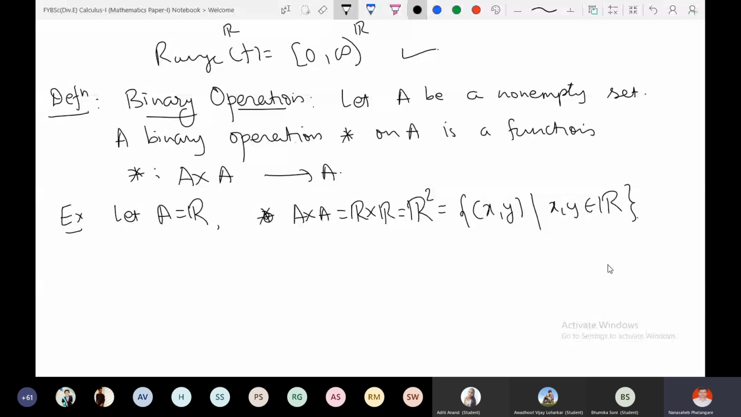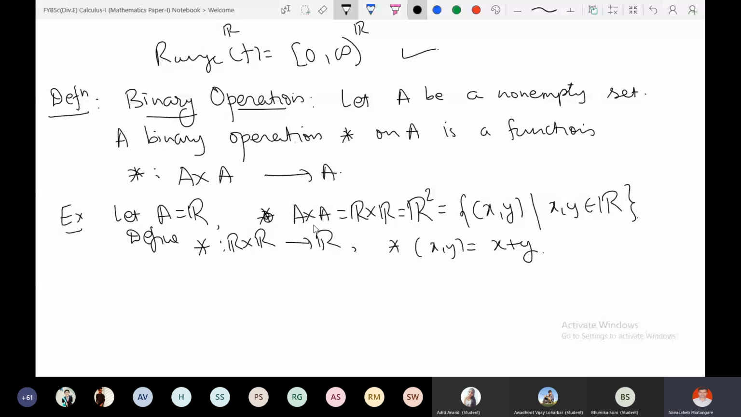And therefore I define a star from R cross R to R. What is my binary operation? Star of (x, y) is equal to x plus y. Is it a binary operation? Is it a function? Yes, sir.